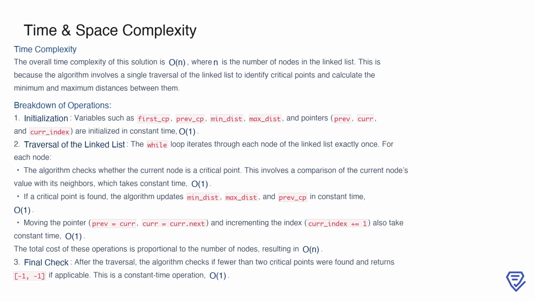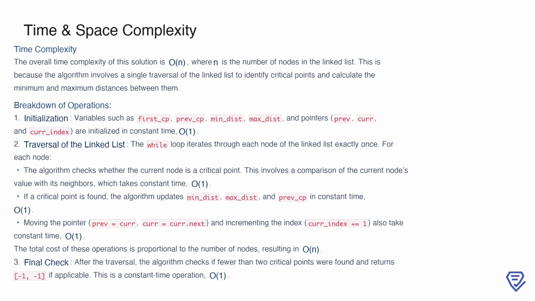Next, in the main traversal of the linked list, the while loop processes each node exactly once. For each node, we check whether it qualifies as a critical point by comparing its value to its neighbors. This operation is constant time, O(1). If a critical point is found, we update the min_dist, max_dist, and prev_cp variables, all in constant time as well. Finally, we move the pointers and increment the index, which are again constant time operations. Since each of these steps is proportional to the number of nodes, the overall complexity of the traversal is O(n).